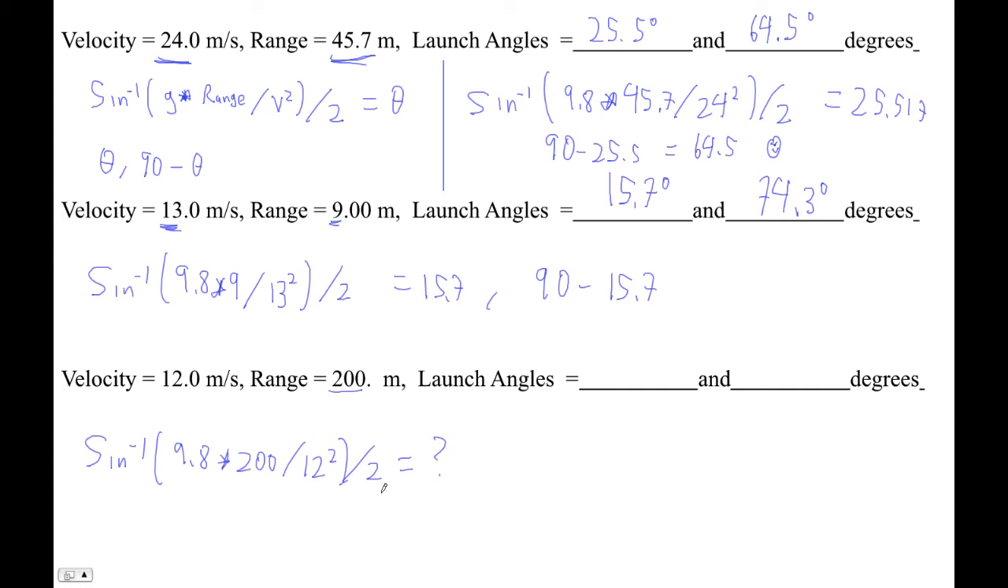Okay, so basically your TI-84s are going to say domain error. Domain means those are the numbers you can put in there, and we put a number in there bigger than 1. You can't find the inverse sine of something bigger than 1. What that means is that there's no angle at which we can launch this to reach 200 meters. It just can't go that far, even at 45 degrees.